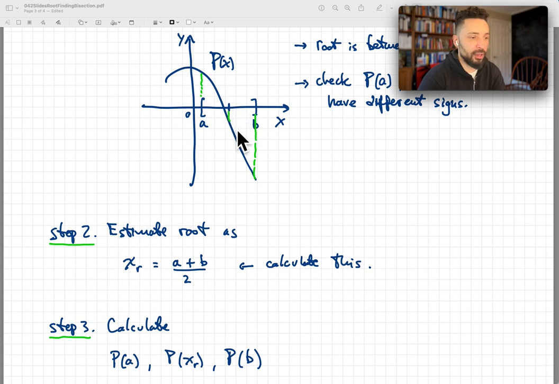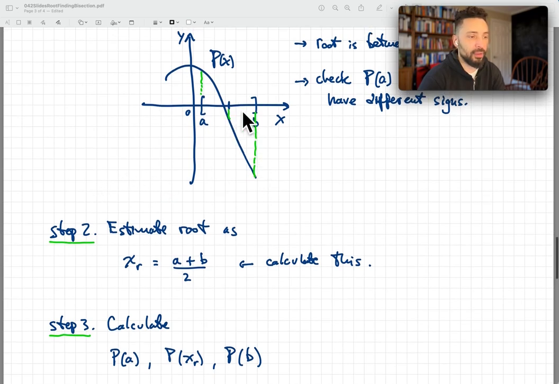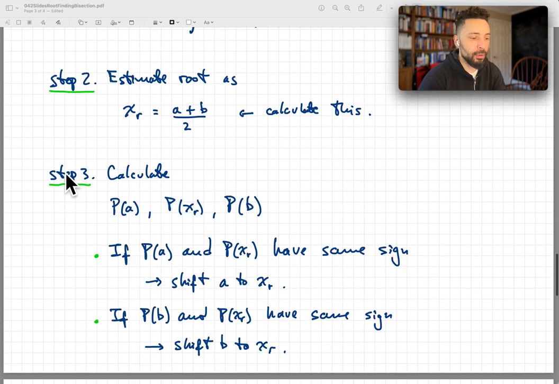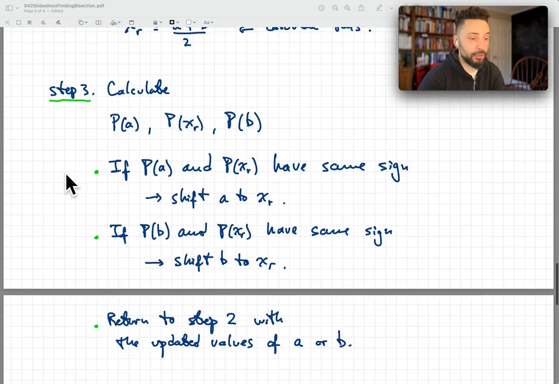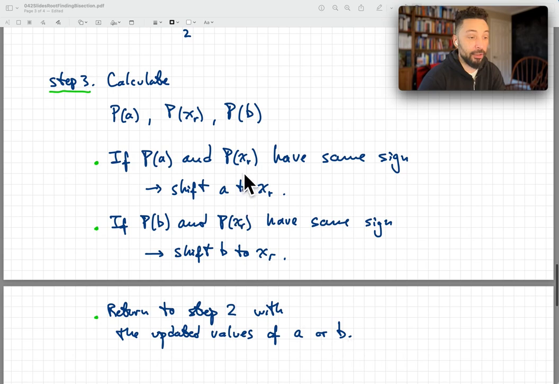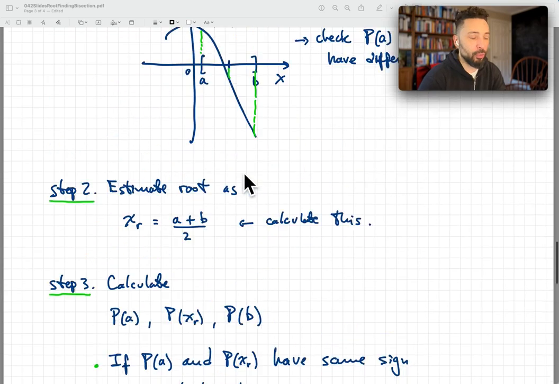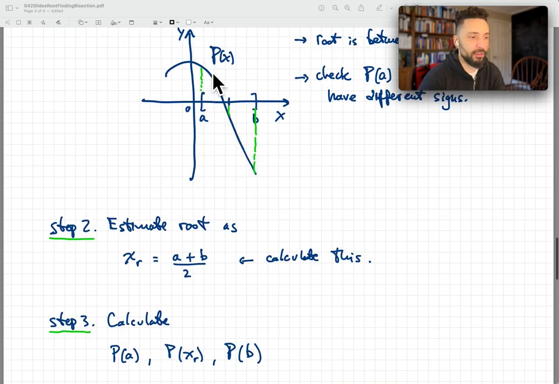So we can discard this whole section between x of r and b, because we know that the root is not there. So if the function has the same sign at b and the same sign at x of r, then we're going to discard that whole chunk, this right side of the interval. And we're going to focus on what happens between a and x of r. And so with that information, now we return to step 2 with the updated values of a or b. So usually you're going to update one or the other, because the function will take different signs on each side. And so here we updated b.